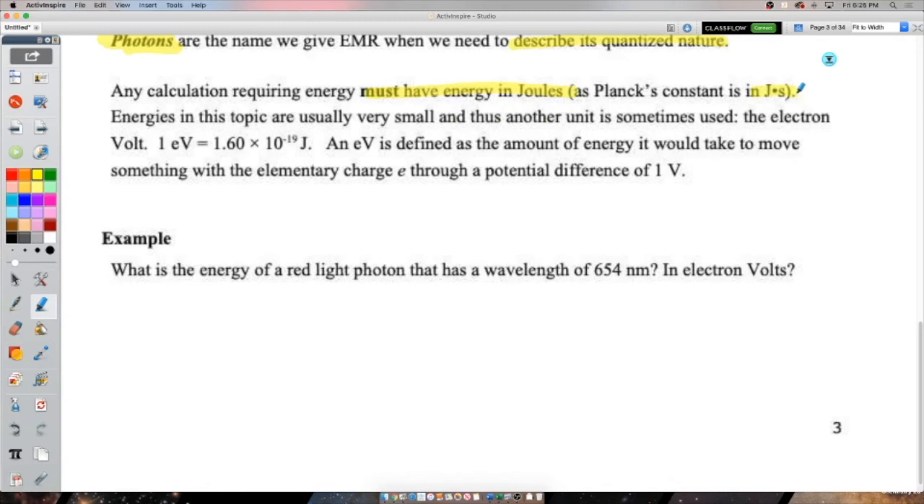Well, what's an electron volt? Glad you asked. Energies in this unit can be very, very small. So sometimes it's more convenient to use a very small unit of energy called an electron volt. What is an electron volt? It's 1.6 times 10 to the negative 19 joules.